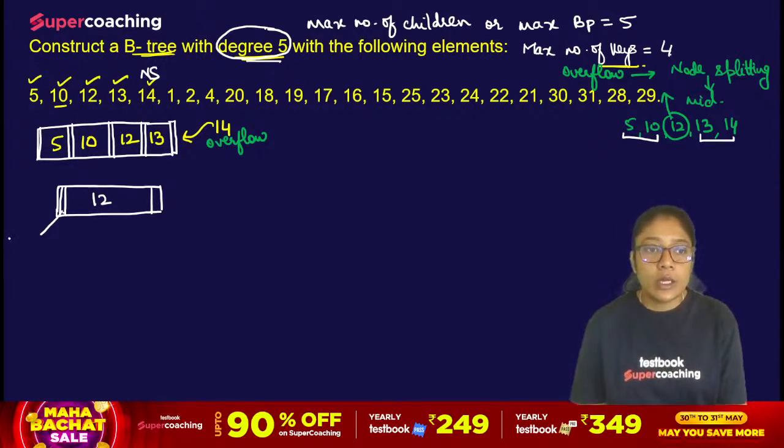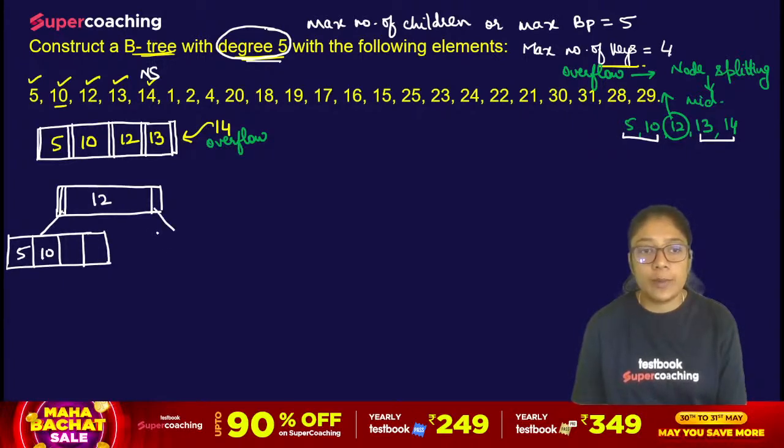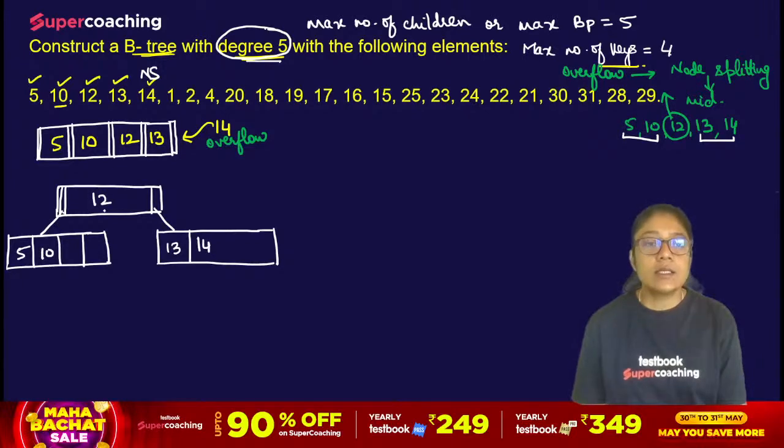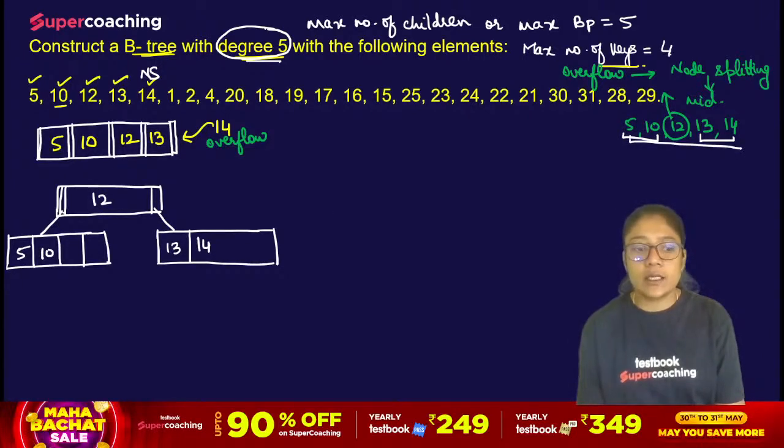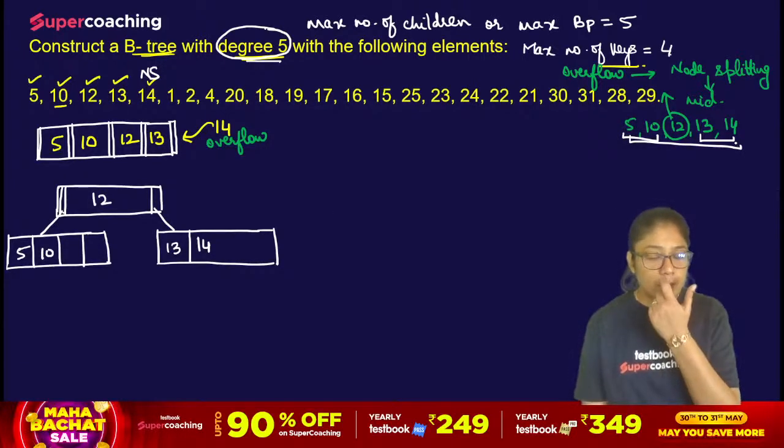Okay, so here we have the elements. Left side पे हमारे पास elements आएंगे 5. We can store 4 elements at max. So 5 is already present, 10 is already present, and on the right hand side we will be having the elements 13 and 14. This is the result after splitting this node. Any doubt in the first splitting?